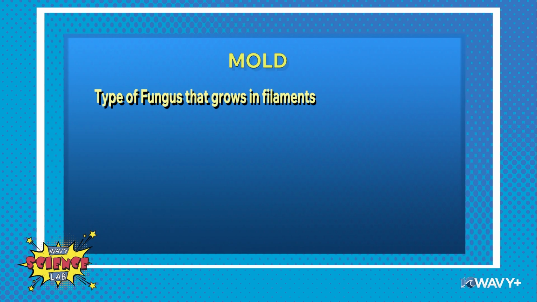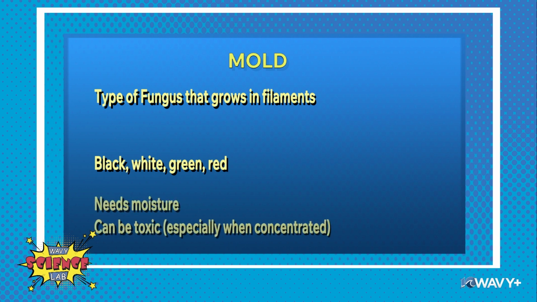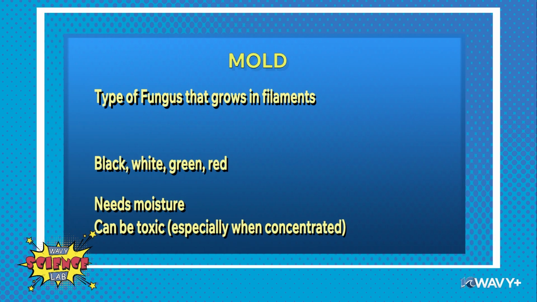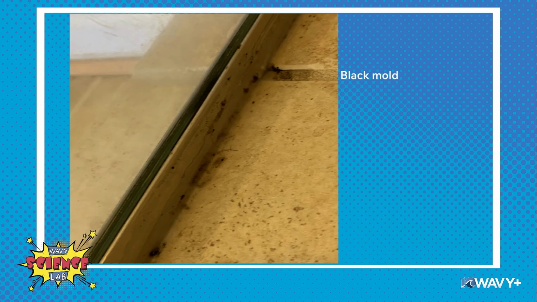So mold, yep, that's a type of fungus that grows in filaments. People have allergies to it: black, white, green, red. Like M&Ms. Needs moisture. Can be toxic, especially when concentrated. So here's a little black mold. Yes, in the Wheeler household.